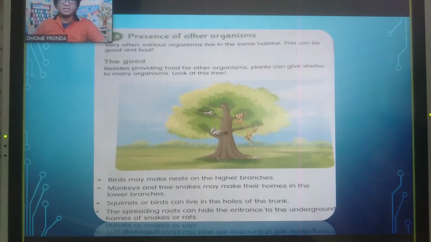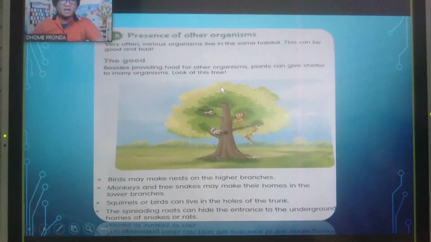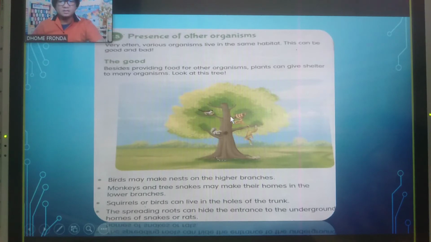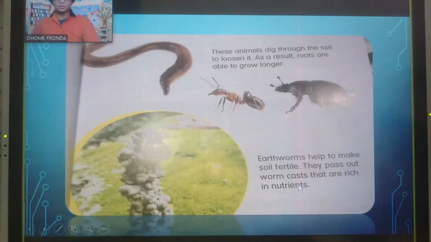Okay, you can see the difference: the birds at the highest. The next one, the monkeys and the snakes in the lower branches. The squirrels or birds can live in the hole over here. Okay, so let's go to the next one.